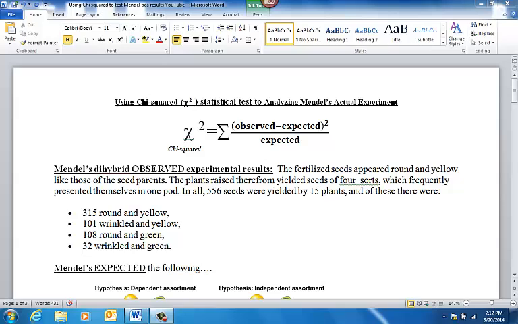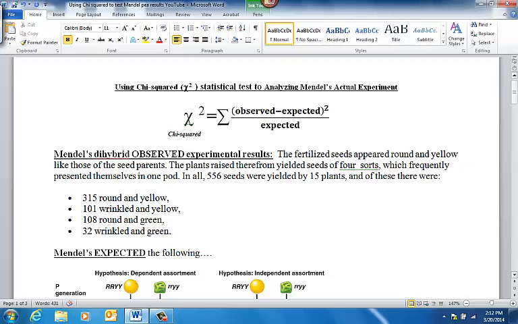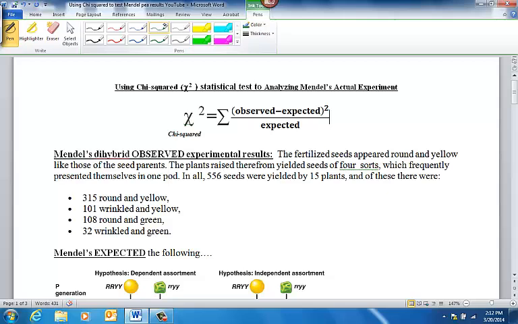So, here we go. Let's look at Mendel's experiment. Before we move on, let me just grab my pen. Blue pen. So here we can see the chi-squared equation. It's actually quite simple. And for those of you not familiar, that symbol means sum of.